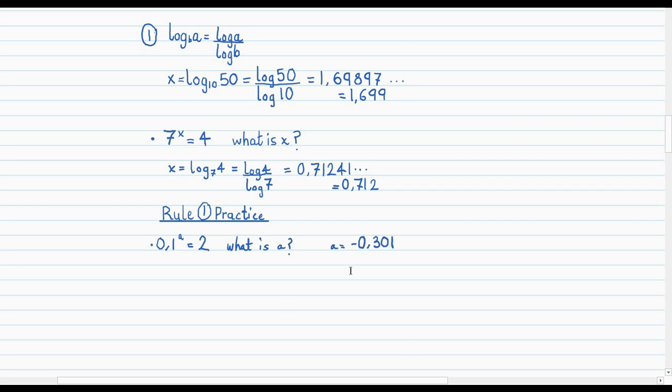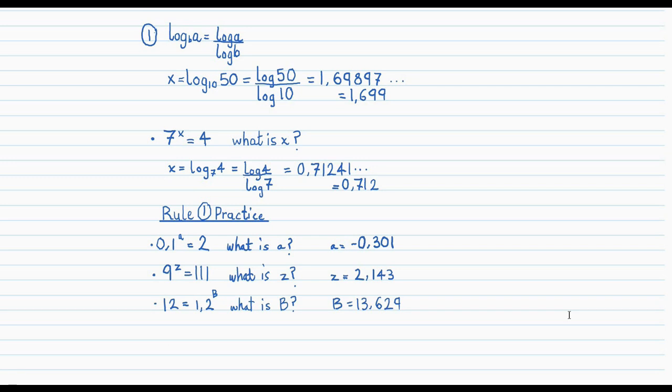Next, we have 9 to the power of z is equal to 111. So what is z? z is 2.143. Then lastly, we have 12 equals 1.2 to the power of capital B. So what is capital B? B is 13.629.